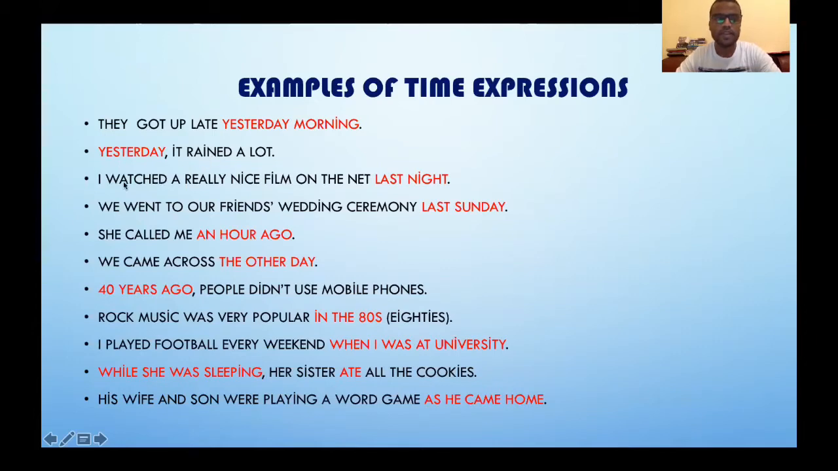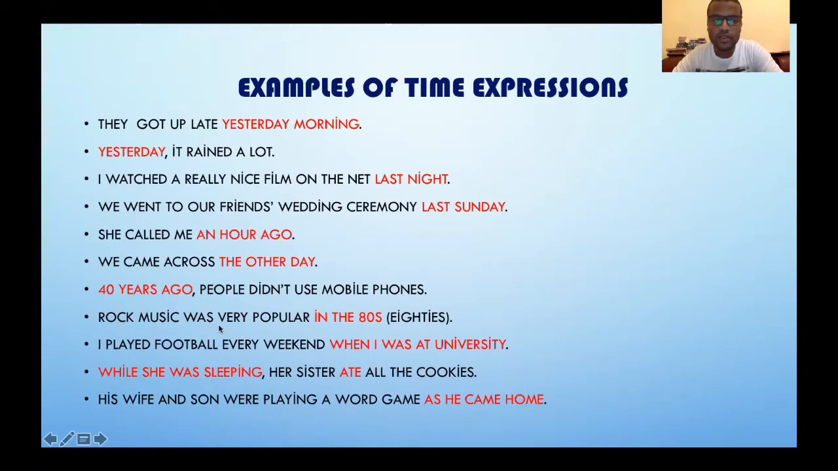Then we have, "I watched a really nice film on the net last night." We can also say, "We went to our friend's wedding ceremony last Sunday." Then, "She called me an hour ago." "We came across each other the other day." Then we have 40 years ago: "40 years ago, people didn't use mobile phones."